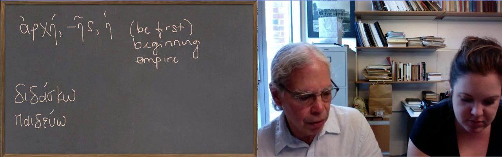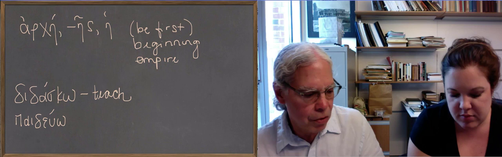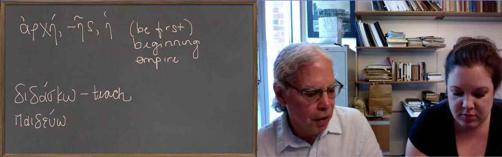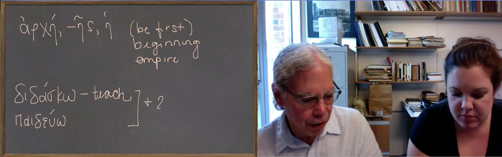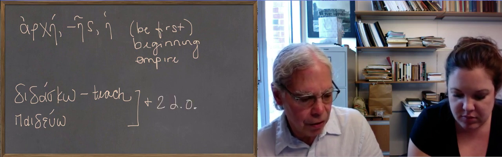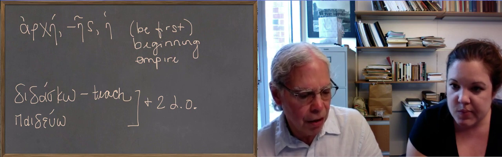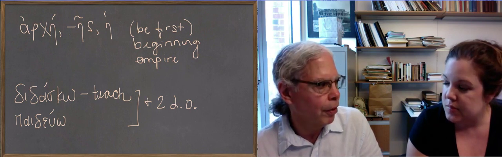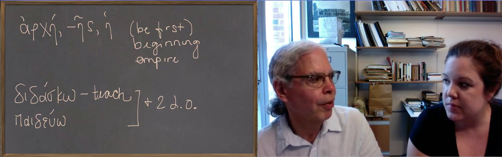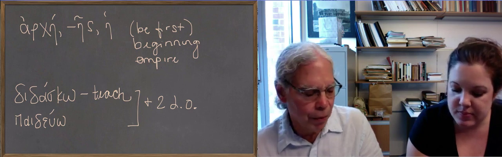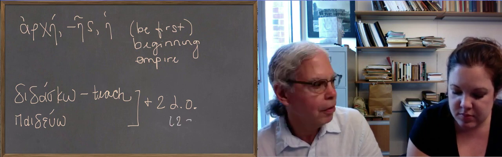And the cool thing about didasko is that it's a verb that takes two direct objects. In English, both of them do, in fact. And in English, we say teach someone Greek. And I think most people who learn grammar learn that in that sentence, someone is the indirect object, and Greek is a direct object, right? But from a Greek point of view, they're both the direct object. So they both go in the accusative case, okay?